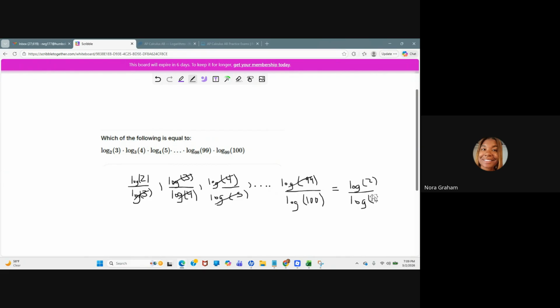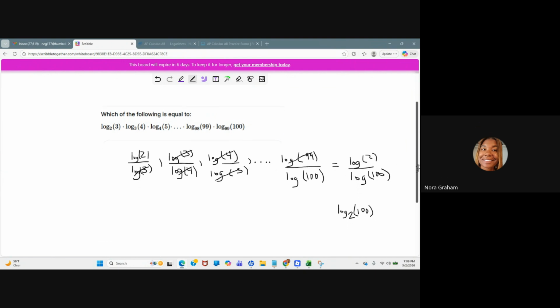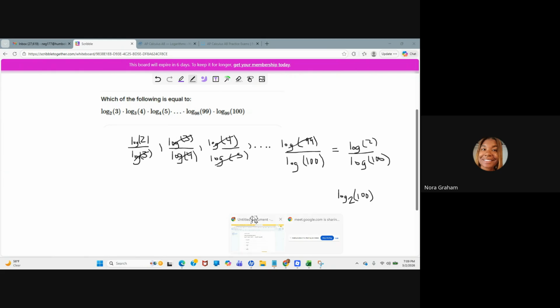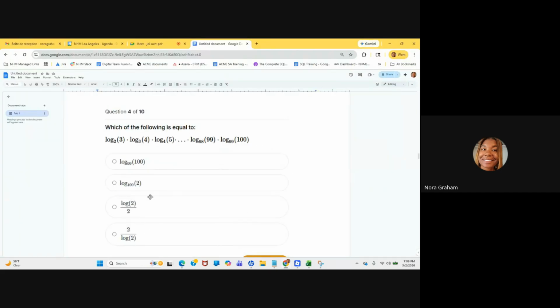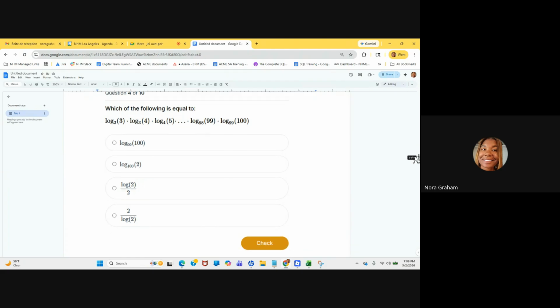But if I wanted to write this differently and use our change of base again, it might be how we see it on our answers. I can go log base 100 of 2. Now, I think on our answer sheet, they don't have that. That is the correct answer, but they don't have it in that form. So I believe we have to look for another way to write it or simplify it even more.